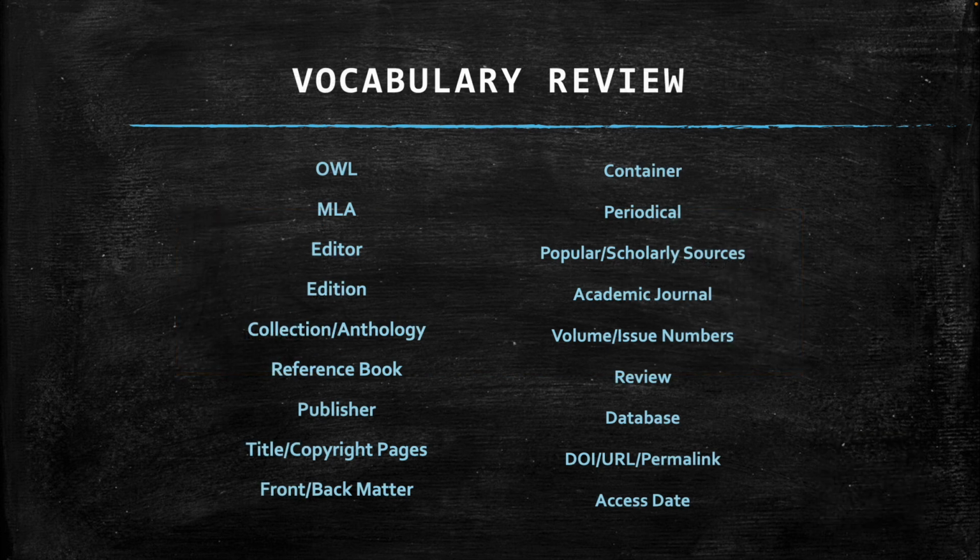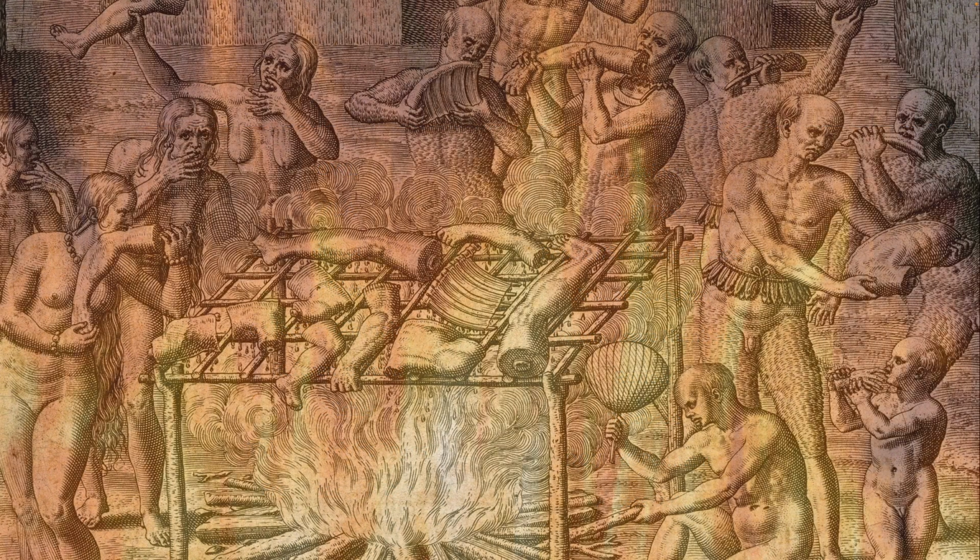So what you see here is a vocabulary review. This is a list of important vocabulary that you should know. Now this covers all 3 videos in the series. So I start with the OWL, an editor, an edition, a collection, anthology, and then we get to the electronic stuff over there on the right-hand side. But you are responsible for knowing this vocabulary. And that concludes the 3-part lesson on MLA guidelines for formatting works cited entries, books, periodicals, and electronic sources.